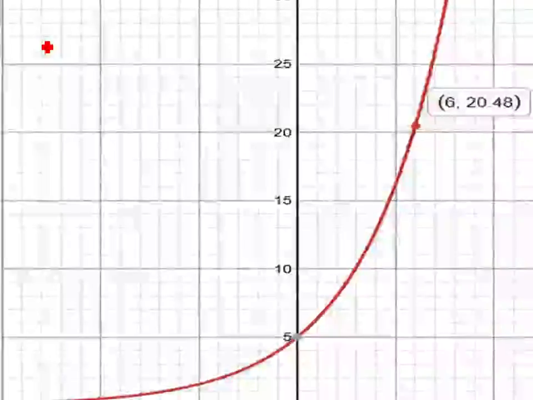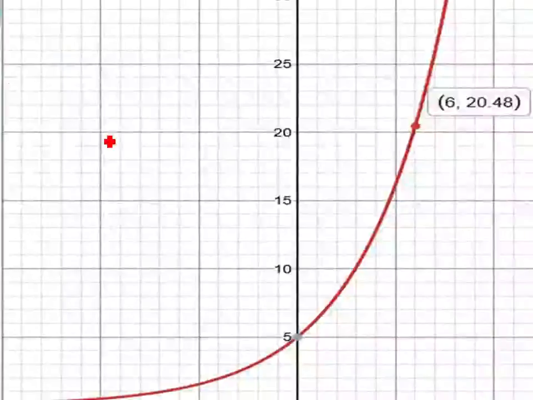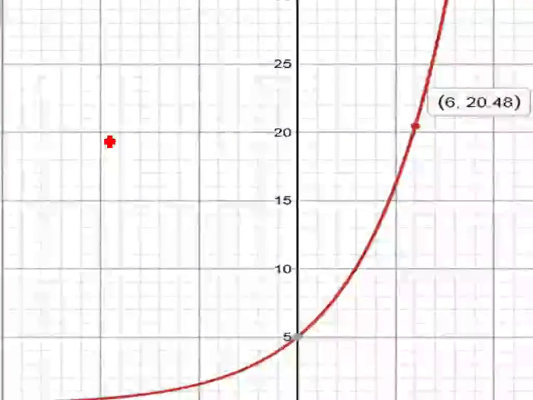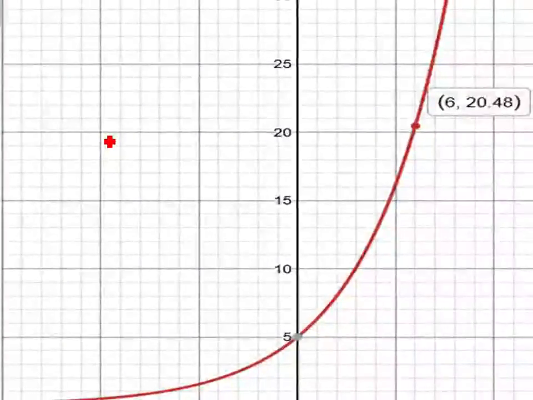That's just logarithms. I'm not going to go into derivative of logarithms. I think I'll save that for logarithmic differentiation.